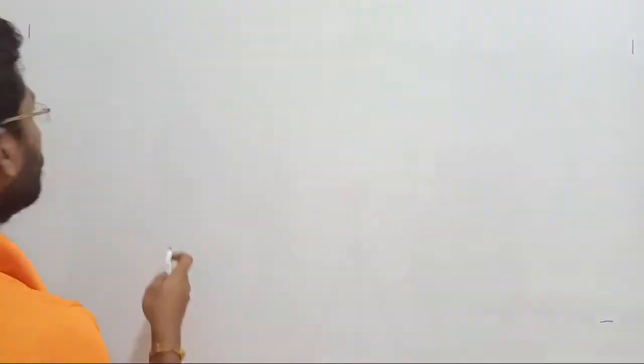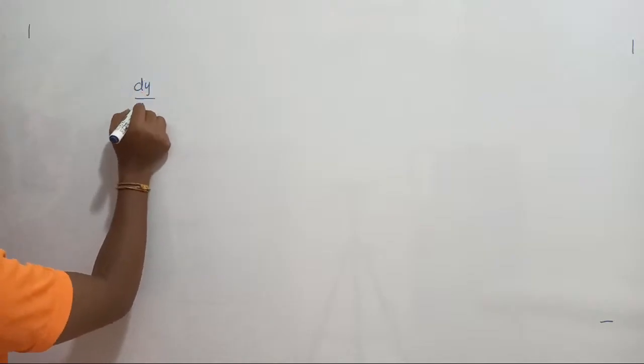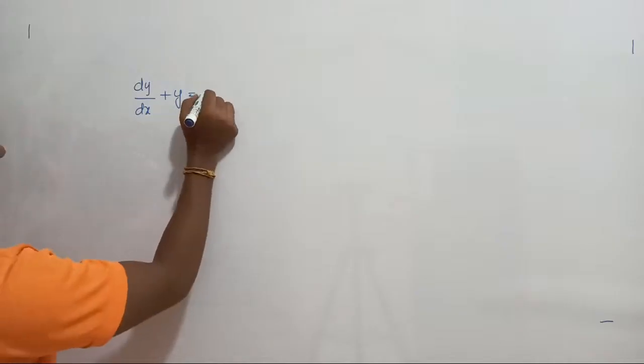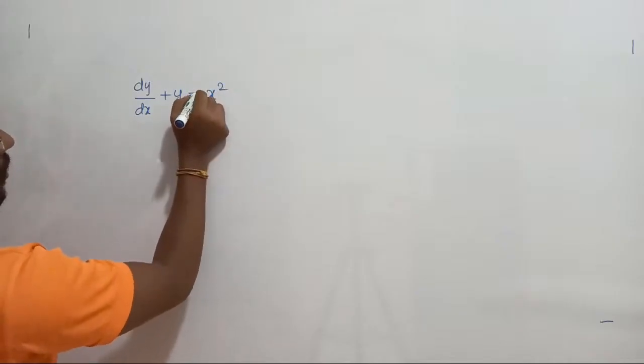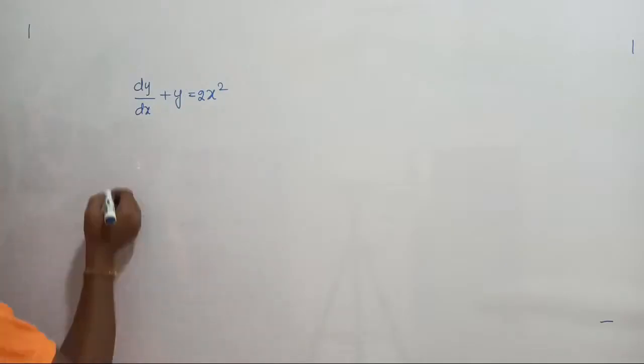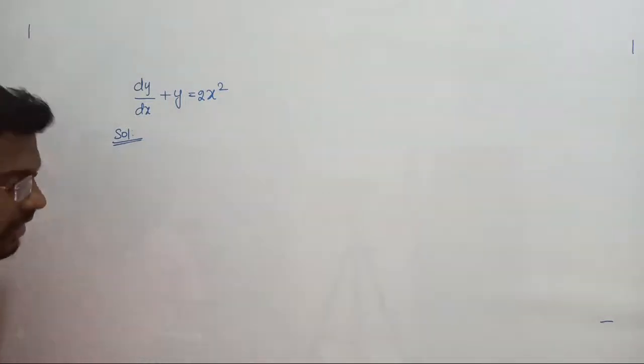Next, for an example, a function is given like this: dy by dx plus y is equal to 2 into x square. That is the given equation. Now let's try and bring the answer for this equation. How do we bring the answer for this one?